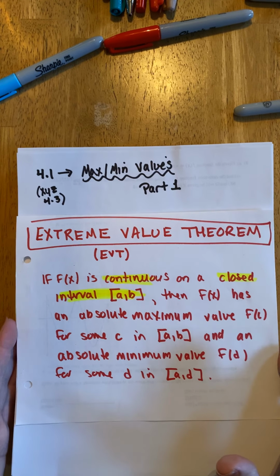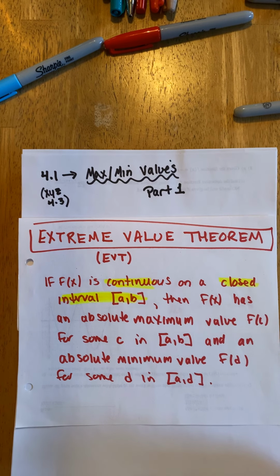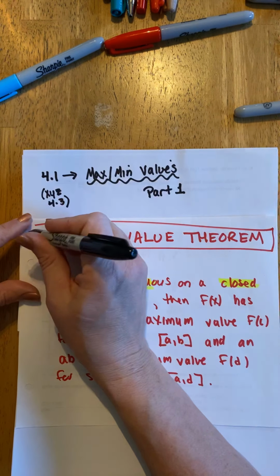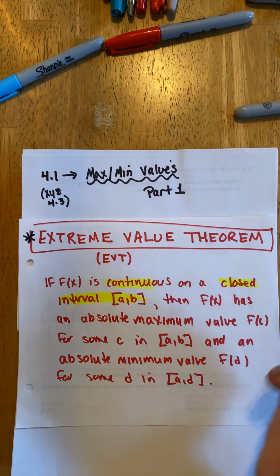Okay, here we go. 4.1, max minimum values, part 2, equivalent to 4.3 homework in your XYZ homework. The next thing we're going to talk about in this section is called the extreme value theorem. Anytime anything has a name, it's typically important, so you want to write this one down into your calculus notes. When we do use it, I will abbreviate it EVT.